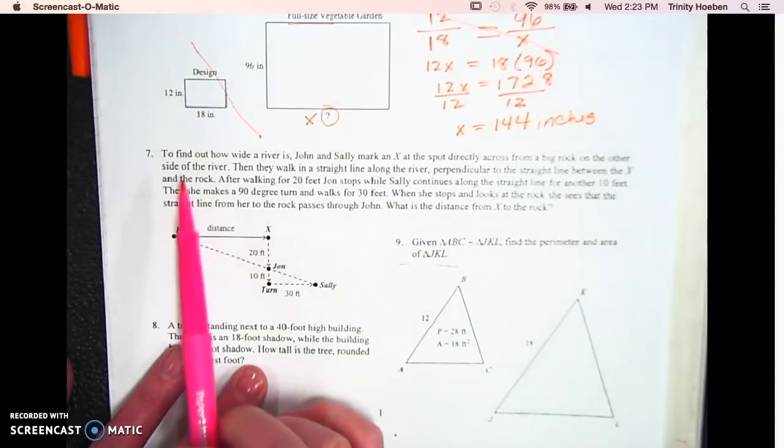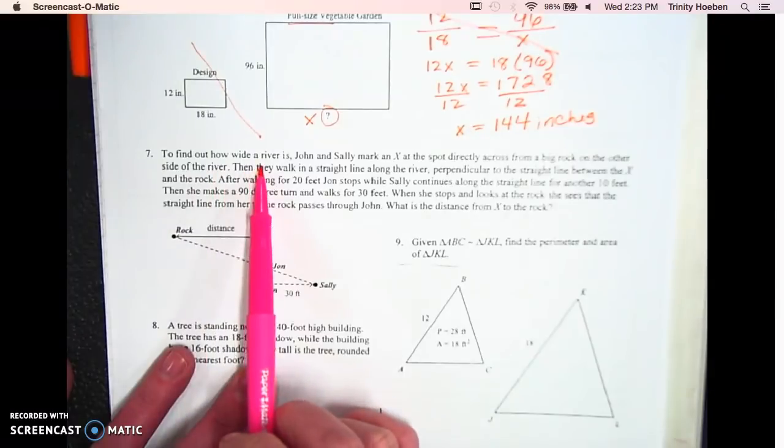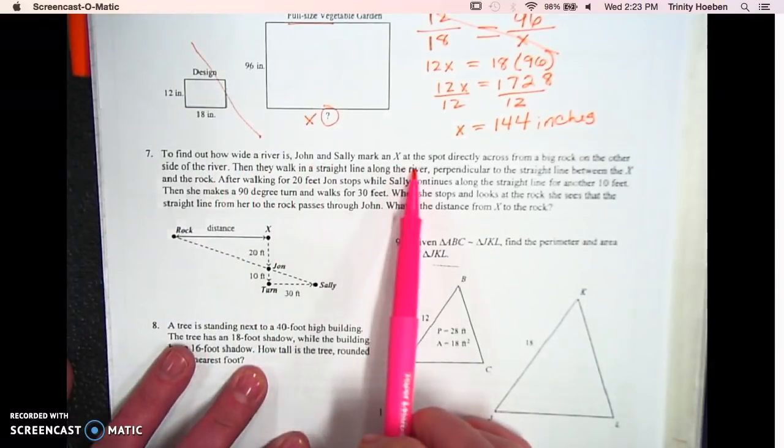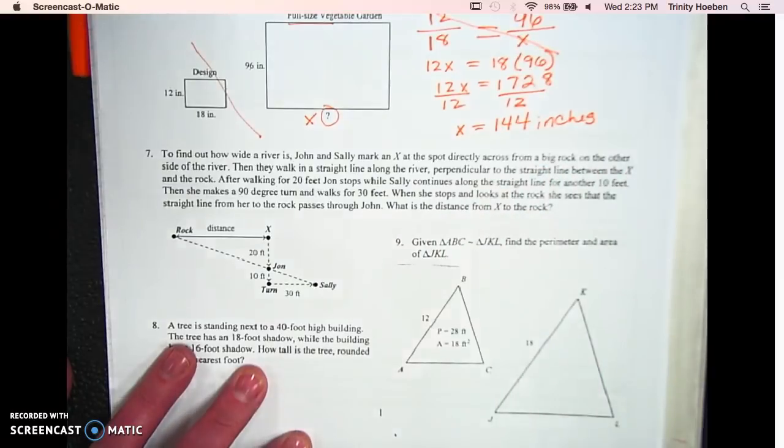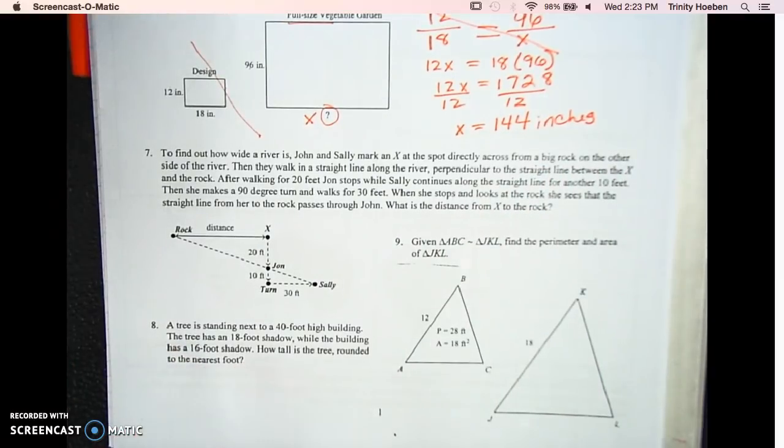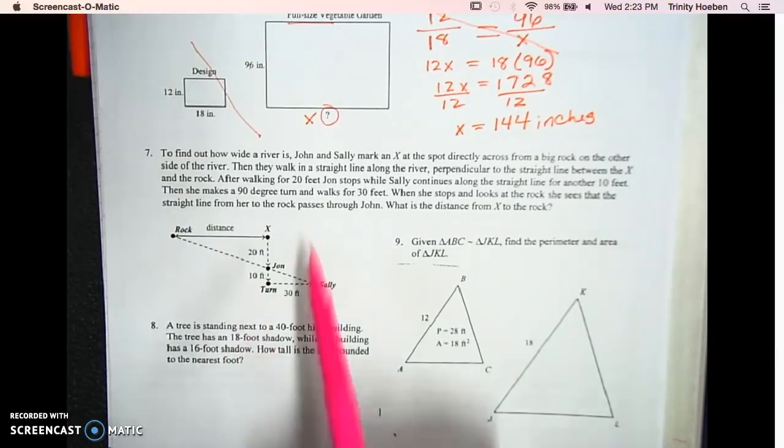Number 7 says, to find out how wide a river is, John and Sally mark an X at the spot directly across from a big rock on the other side of the river. Then they walk in a straight line along the river perpendicular to the straight line between the X and the rock. Luckily, everything's already marked for you.